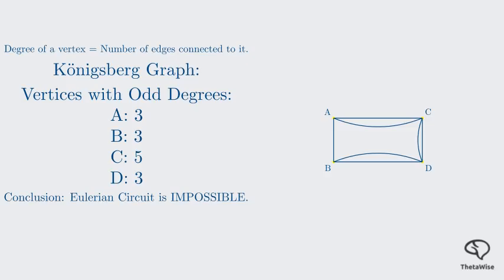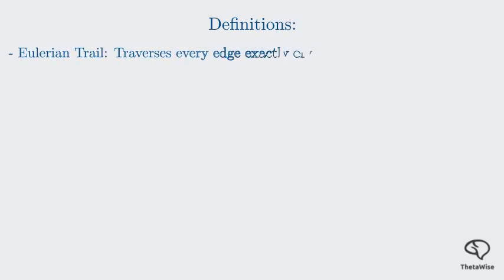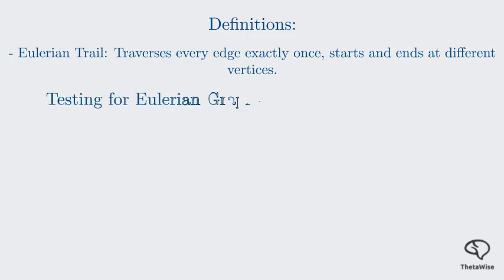This leads us to a general rule for classifying graphs. Based on Euler's work, we can classify graphs as Eulerian, semi-Eulerian, or neither by simply looking at the degrees of their vertices. Let's formalize this. A path that traverses every edge exactly once is called an Eulerian trail. If this trail starts and ends at the same vertex, it is an Eulerian circuit. The classification depends on the number of odd-degree vertices in a connected graph.